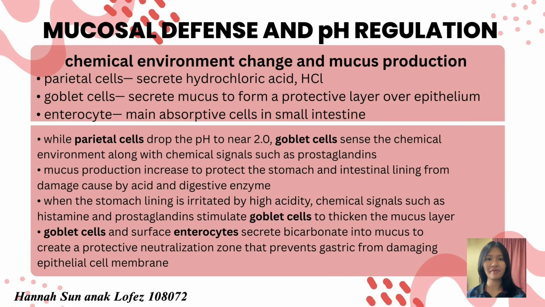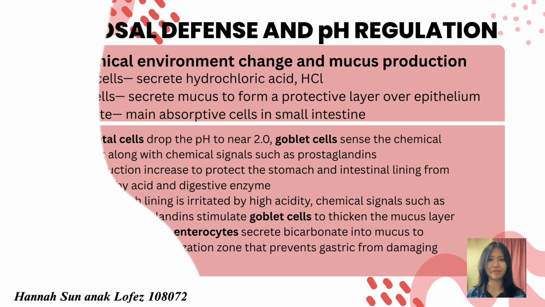By separating enzyme secretion and activation, parietal cell and chief cell work together to maintain a stable internal environment in the stomach. The next mechanism is mucosal defense and pH regulation. While parietal cells drop the pH to near 2, the goblet cells sense the chemical environment and, along with chemical signals, increase mucus production to protect the stomach from damage caused by acid and digestive enzymes. When the stomach lining is irritated by high acidity, chemical signals such as histamine stimulate goblet cells to thicken the mucus layer, and then goblet cells and surface enterocytes secrete bicarbonate into the mucus to create a protective neutralization zone to prevent gastric acid from damaging the epithelial cell membrane.